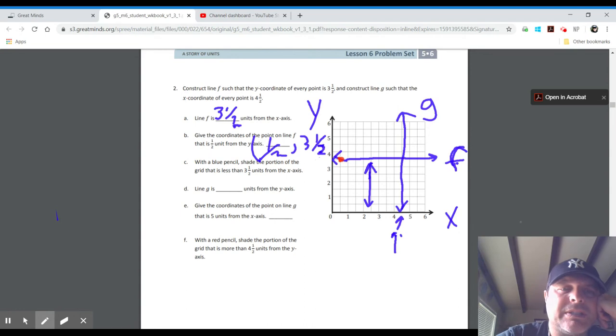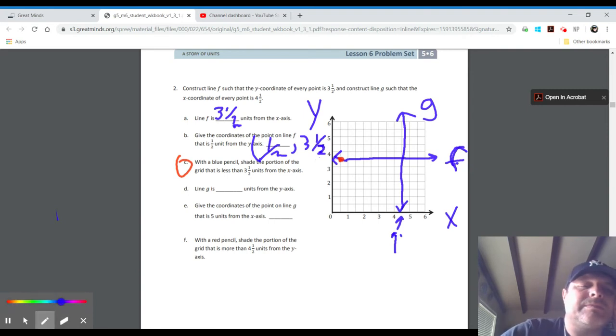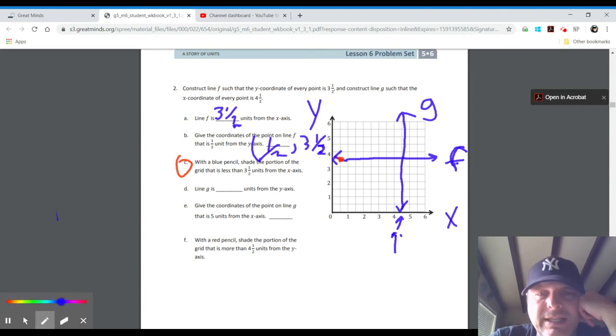Next, letter C. We're on letter C now, right there. With a blue pencil, shade the portion of the grid that is less than 3.5 units from the x-axis. Okay. So we're going to shade the part of the grid blue that is less than 3.5 units from the x-axis. So I'm going to shade this. I'm going to do shading like this. Okay, you know how I do it. All right. So shade it.